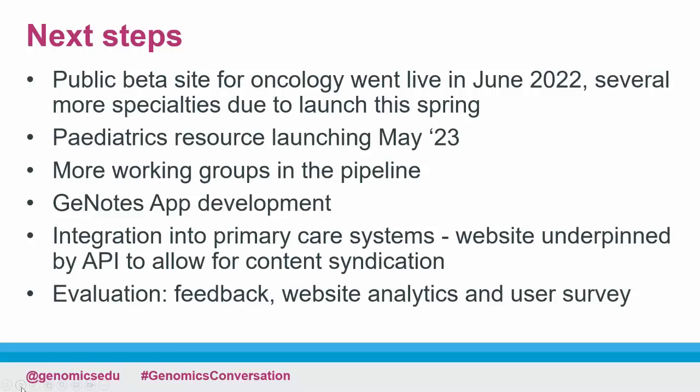We also have, as I said, several more working groups on the way. We're also developing an app for GeNotes alongside the website because feedback from user testing suggested that would be welcome to people. And the other thing that we're looking at from a technical point of view is integrating the content into primary care management systems, because general practitioners are really embedded in their use of these management systems. Rather than having a second resource running alongside it, we looked to integrate it into these systems. And the website actually has an API baked in that allows us to syndicate content in this way. So we're looking at this currently.